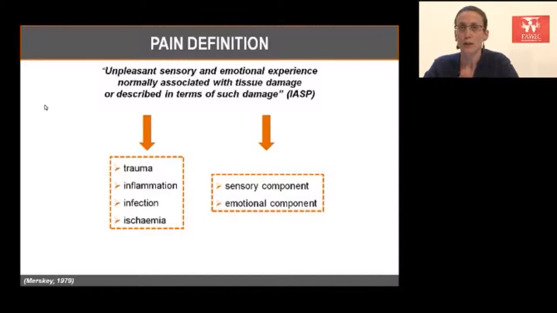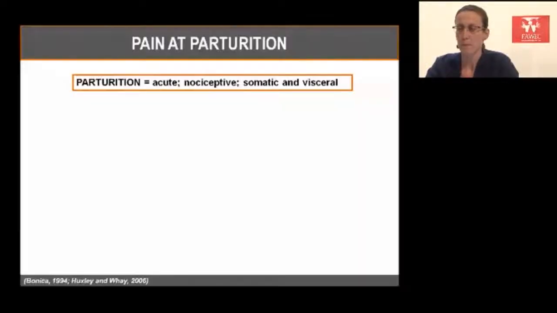And the second thing that I would like to remark from this definition is that pain has a sensory component, but also pain has an emotional and affective component that is very difficult to assess, at least in animals. Parturition is defined as acute, nociceptive, somatic, and visceral pain.